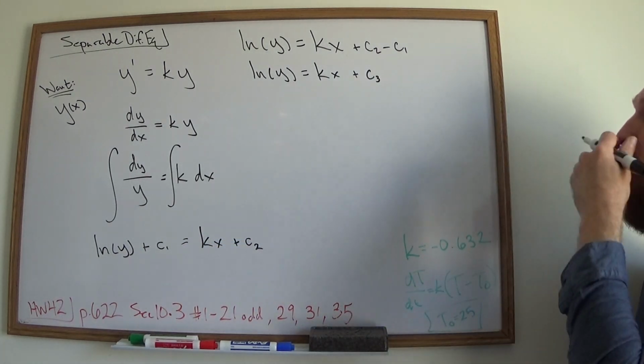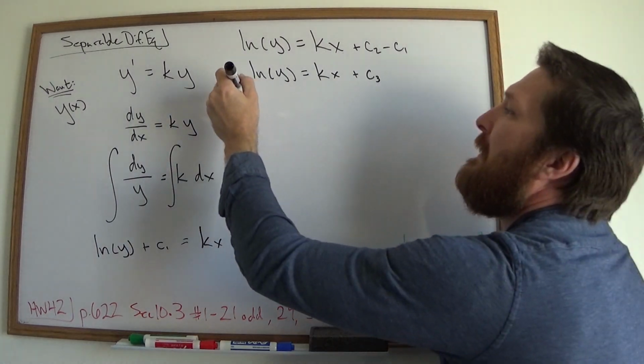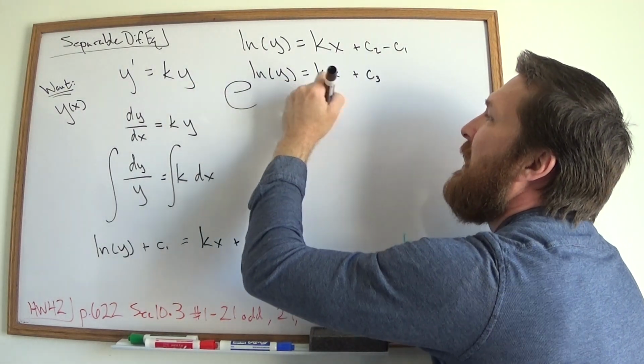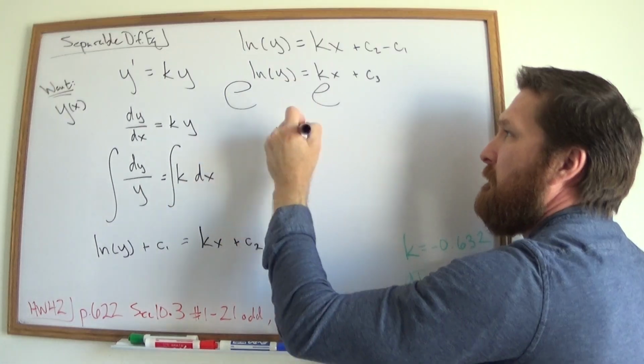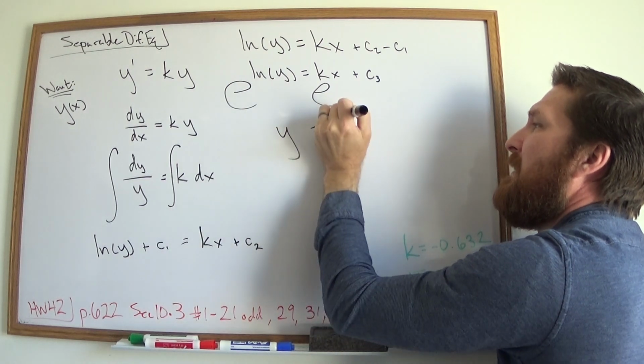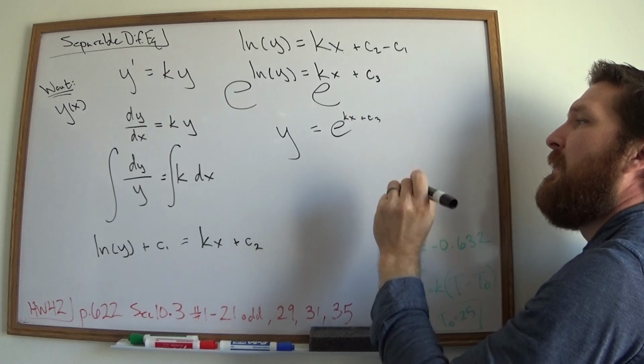Okay, so now how do I get y by itself? What do I have to do? E to the natural log of y. E. So I need to take both sides up to the e. That makes the y pop out. This gives me e to the kx plus c3.